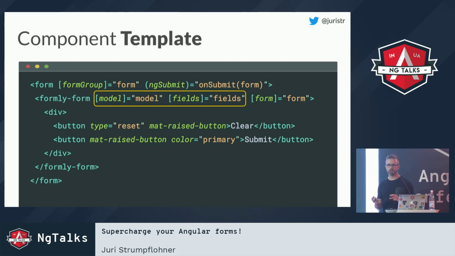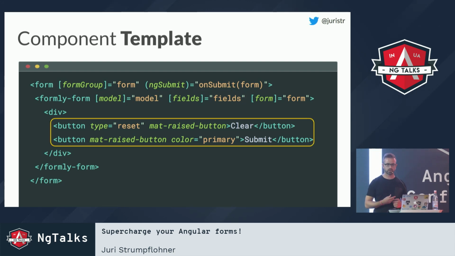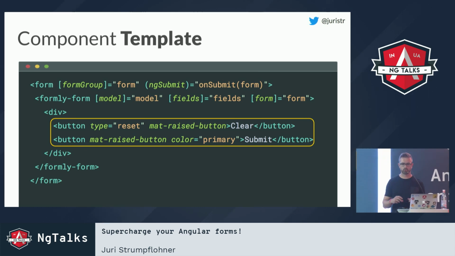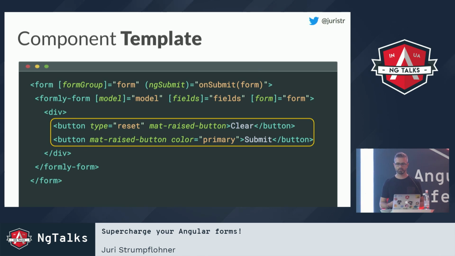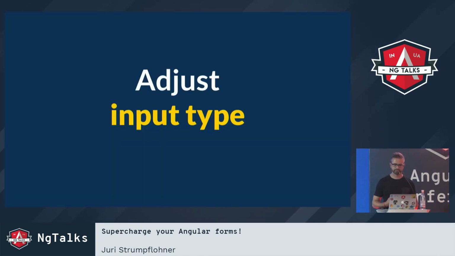And that takes then the model and the configuration. Based on that, it generates, of course, the different kinds of controls we want to have. And then you have the buttons inside, which are just normal buttons. You can have them inside the Formly form component or also outside, but normally inside your form in order that the submit event actually works.